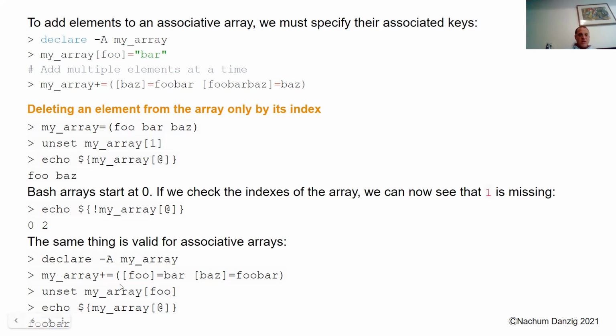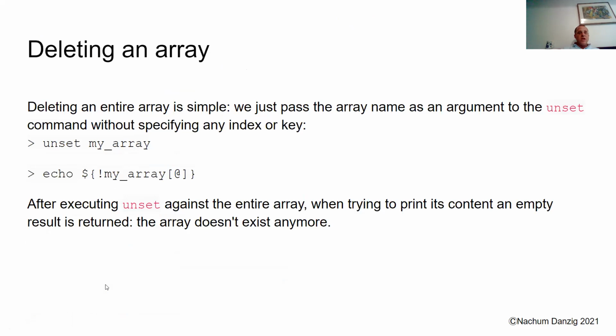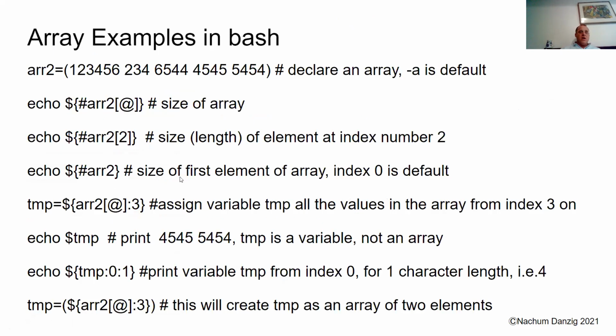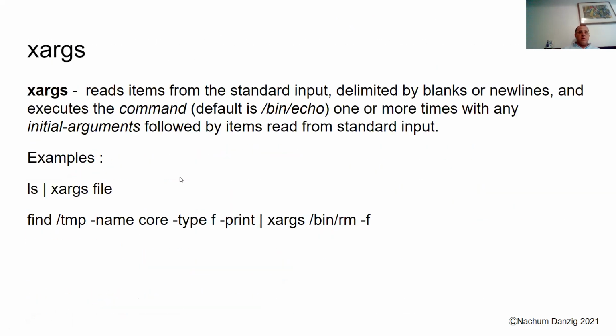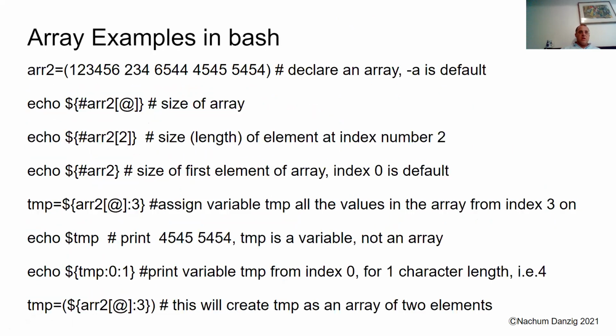And I can do the same thing with unset in an associative array. Deleting a whole array, I can just do unset the whole array. And if I echo it, I'll get nothing. Let's see where else. Okay.